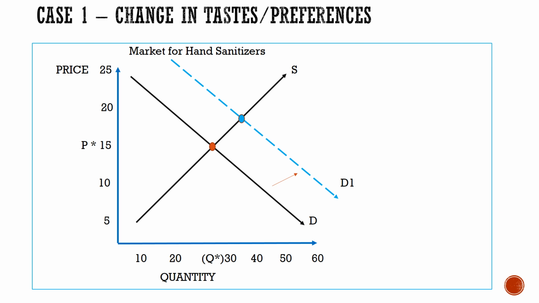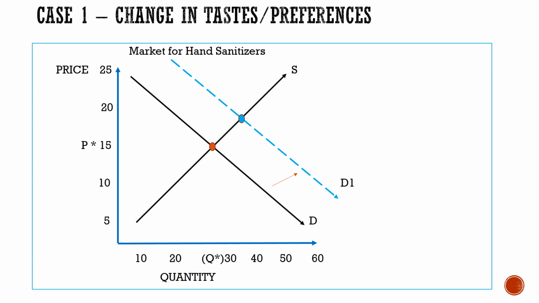Let's analyze the market for hand sanitizers. So we know that due to the current outbreak of the coronavirus pandemic, there is a change in demand for hand sanitizers. Now people prefer to buy hand sanitizers. So there is a drastic rise in demand for this commodity. This will shift the demand curve towards the right. So the blue dotted line you see, that's the new demand curve.